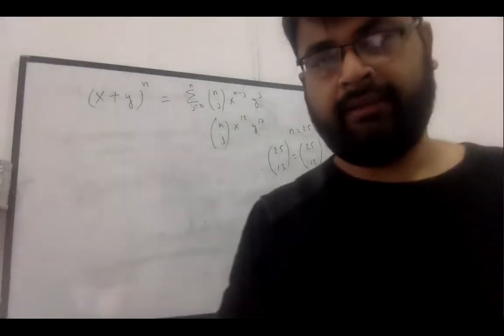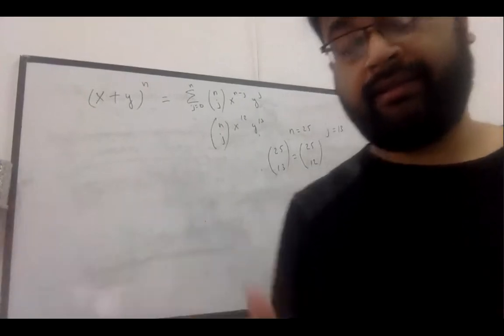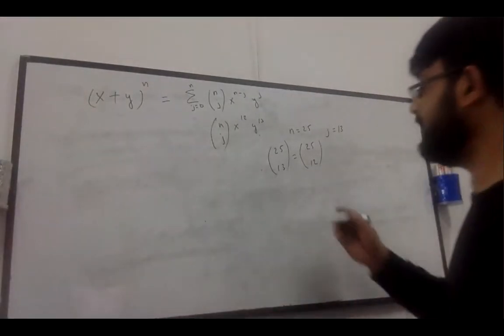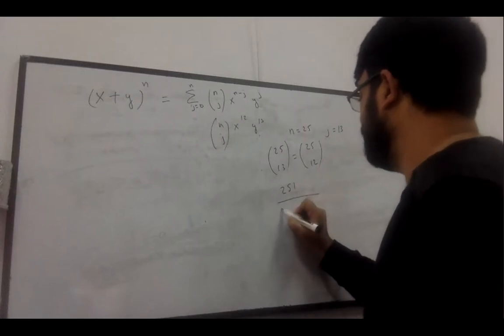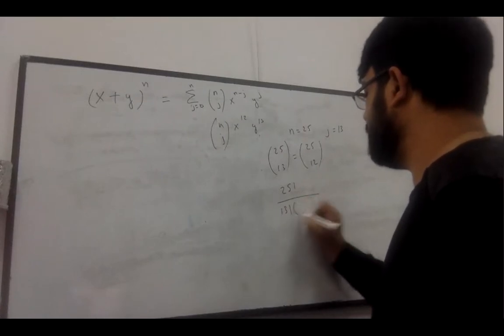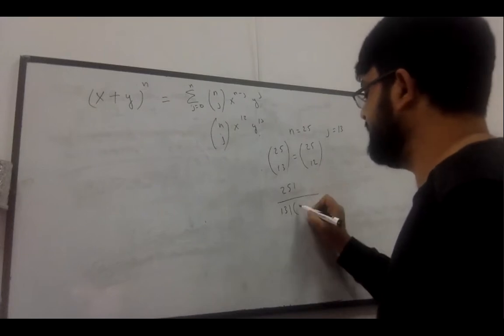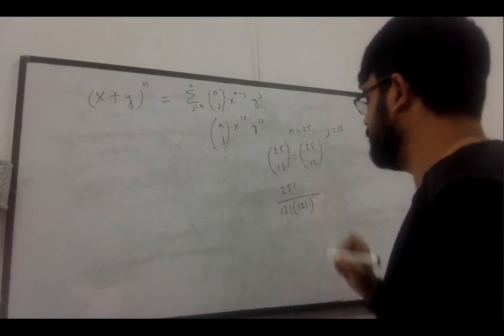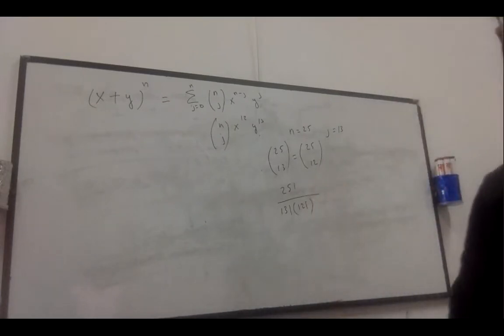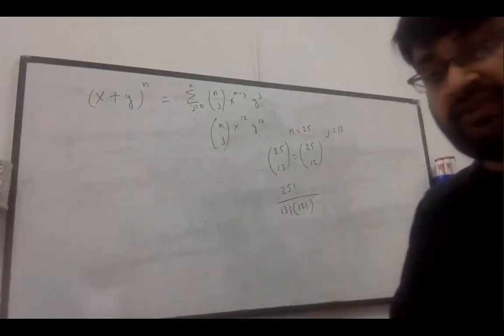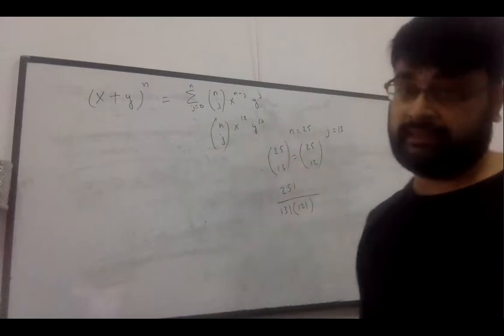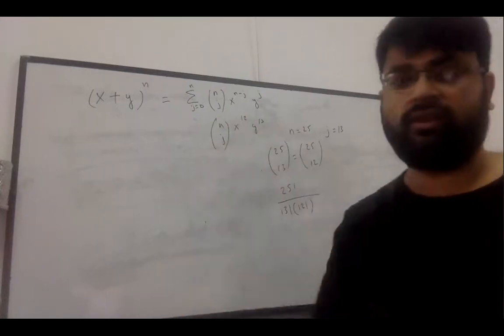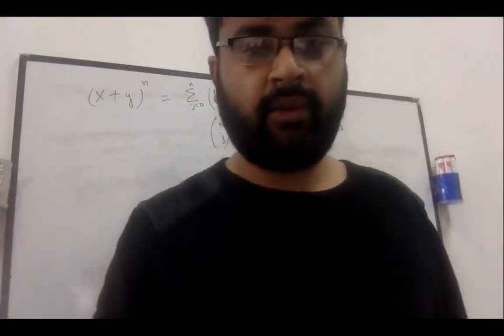How do you find it? You can just put it in the calculator as 25 factorial divided by, for example, 13 factorial multiplied by (25 minus 13), which is 12 factorial. And this is the coefficient of the term x to the power 12, y to the power 13. That is exactly what was inquired in the question.